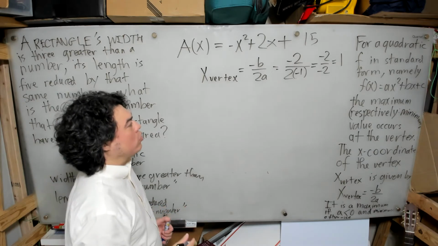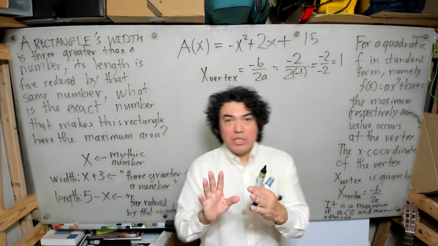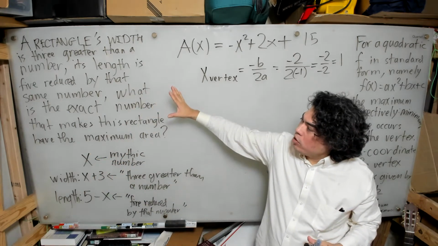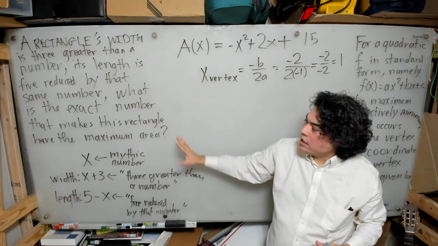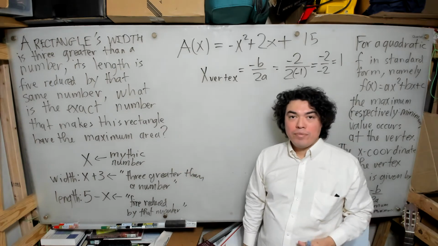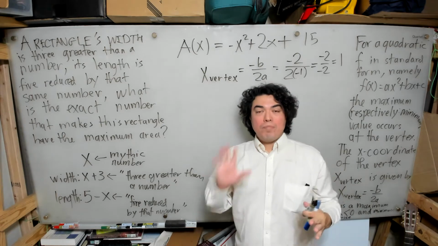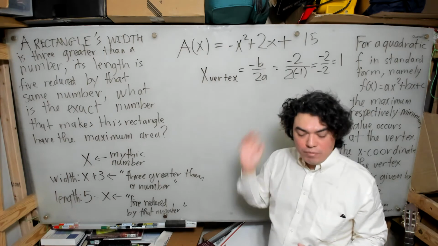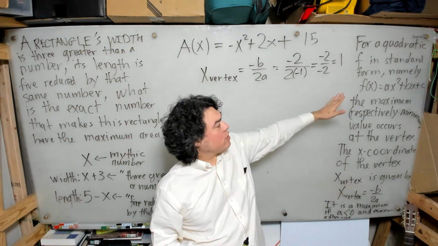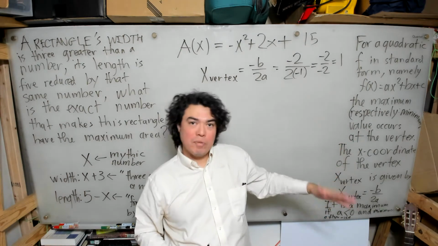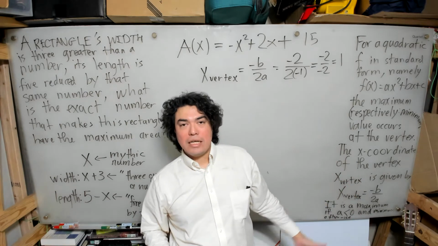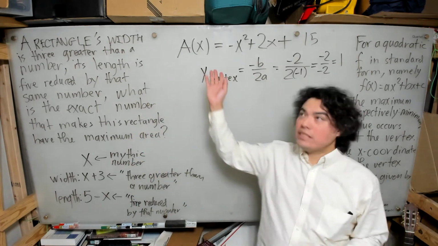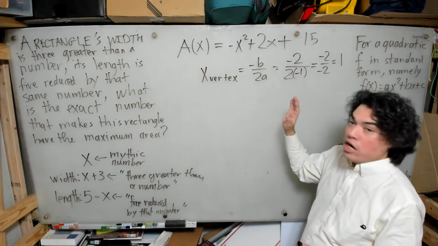Now, if I was actually trying to solve this problem, a rectangle's width is 3 greater than a number. Its length is 5 reduced by that same number. What is the exact number that makes this rectangle the maximum area? We would already be done. Because from what I just wrote behind me about a quadratic f in standard form, having its maximum, respectively its minimum at the vertex, and that the maximum occurs if the a is negative. We know the a is negative, as we mentioned earlier. So it's going to occur at the vertex.